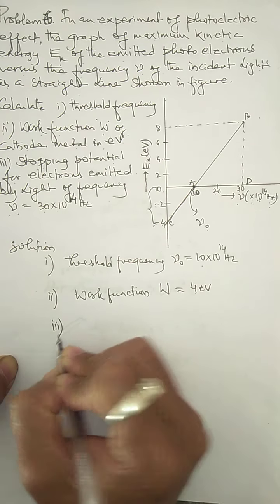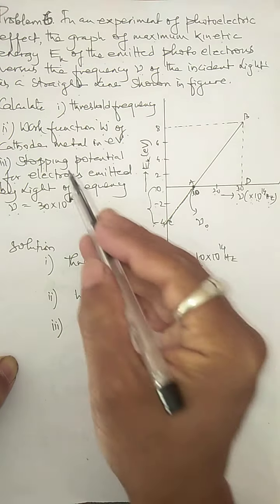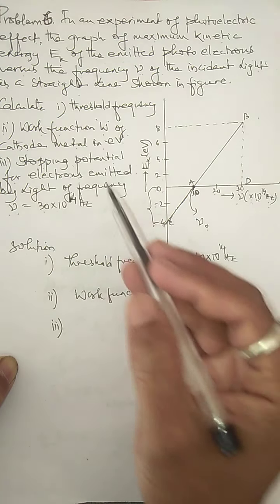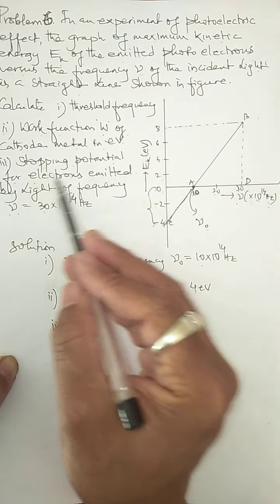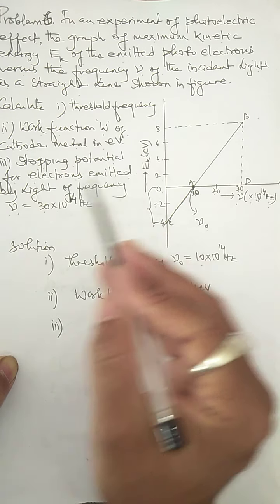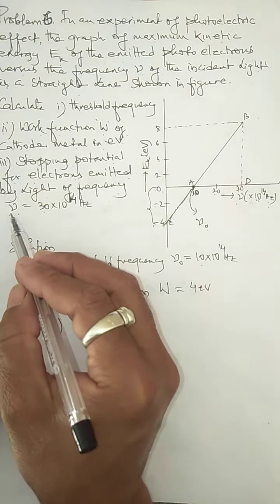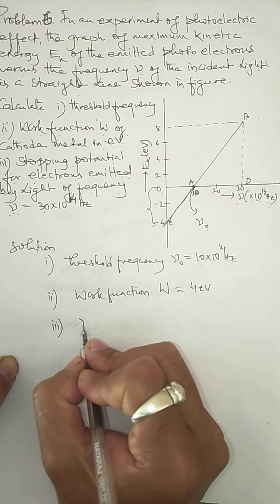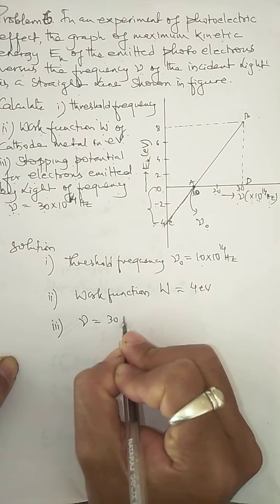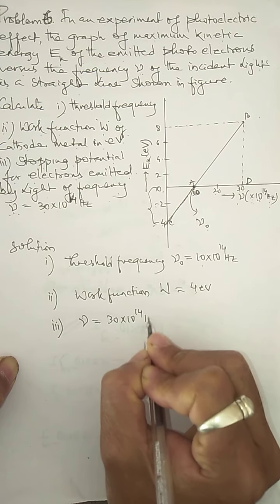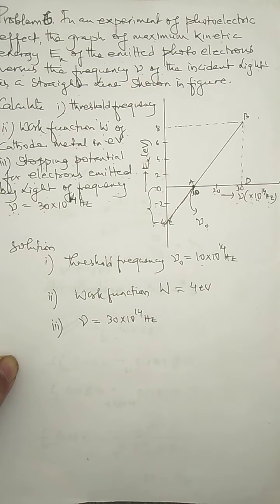Now the third part of the question is to calculate the stopping potential. What do you need to calculate? Stopping potential for electrons emitted by light of frequency. How much? Mu equals how much? 30 into 10 to the power 14 Hertz. But children, to calculate stopping potential, the most important thing that you need to know is maximum kinetic energy, because stopping potential is always measured in terms of maximum kinetic energy of photoelectrons.